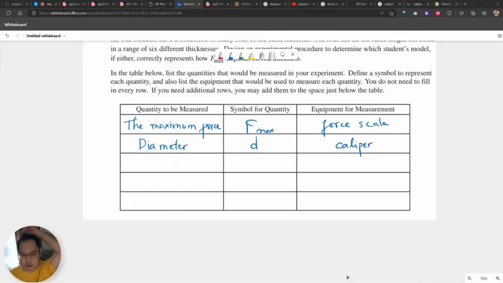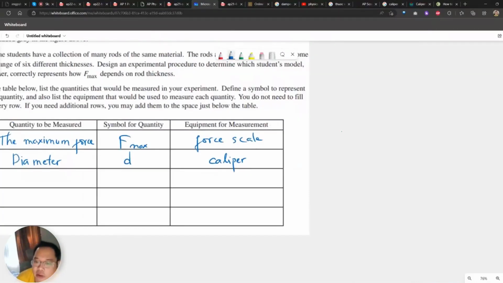Looking at the scoring guideline to check it. You attach the force scale to a stand or a ceiling above. Make sure that it is strong and firm. Okay, and this is the force scale. And then you hang the rod from this force scale.